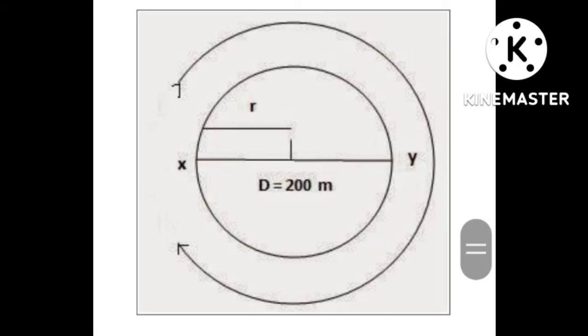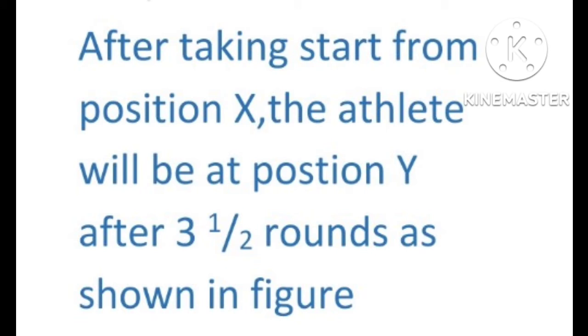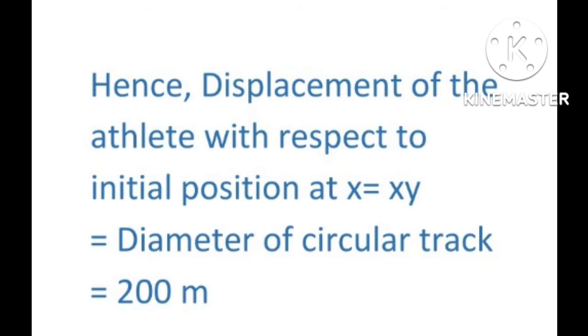Now what will be the displacement? We know that displacement is the shortest distance between initial and final positions. Here X is the initial position and Y is the final position. So what will be the shortest distance? That will be the diameter itself, right? Now we can write, after starting from position X, the athlete will be at position Y after 3.5 rounds as shown in the figure. Hence, the displacement of the athlete with respect to the initial position at X is equal to XY, that is the diameter of the circular track, that is equal to 200 meters.